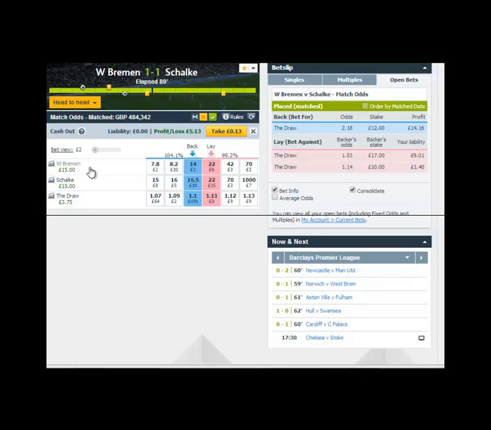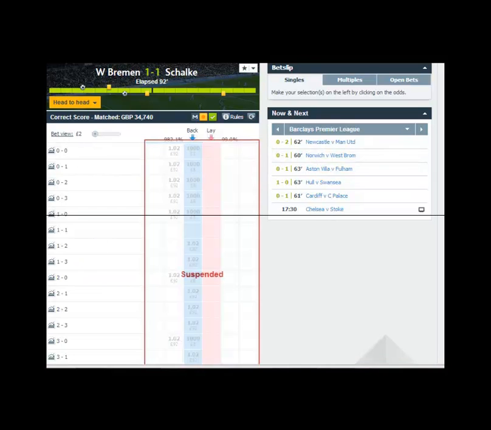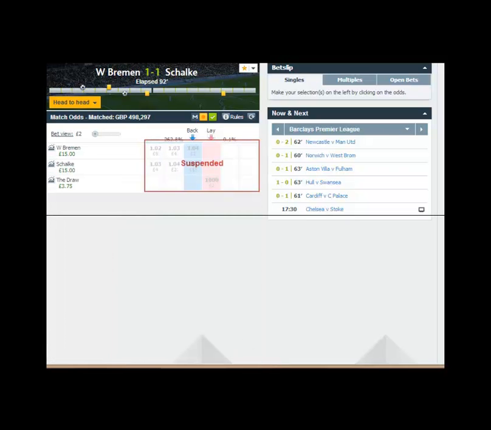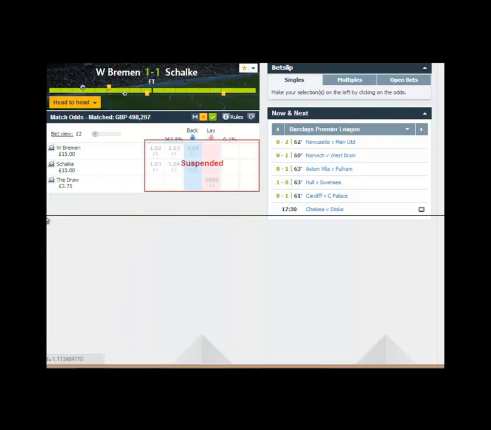I was able, fortunately, to get back into the game, and with a minute or two left, I laid a draw at 1.1 just to at least try and recover that £10 loss on the over 3.5. Wasn't to be, ended 1-1, so £3.75 on the draw and a £10 loss on the under 3.5. It was an overall loss of £6.25 on that particular game.